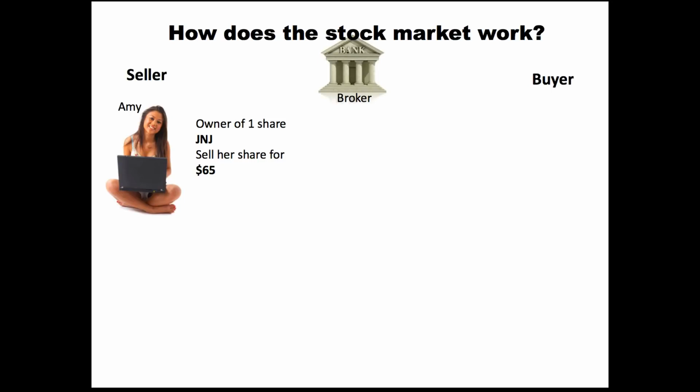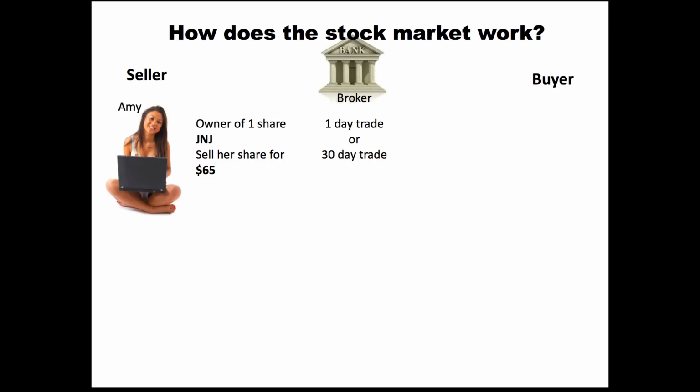Her name's Amy, and she has one share of J&J, which is Johnson & Johnson, and she wants to sell her share for $65. Okay? She has the option to work with a broker, and you can see that I have the bank there as the broker. But this could be Scottrade, this could be E-Trade. Any of those brokers could broker this deal for her.